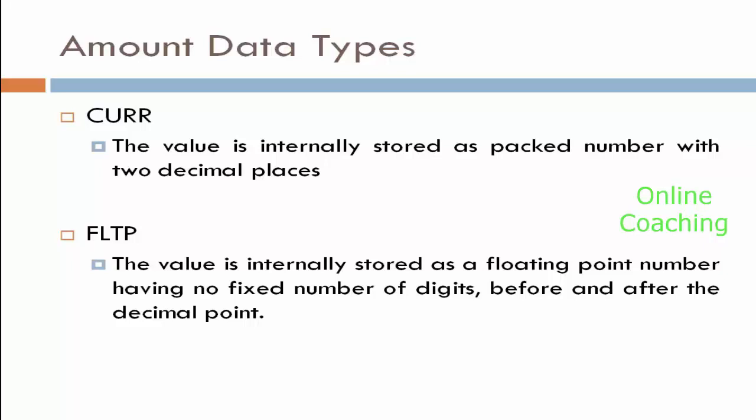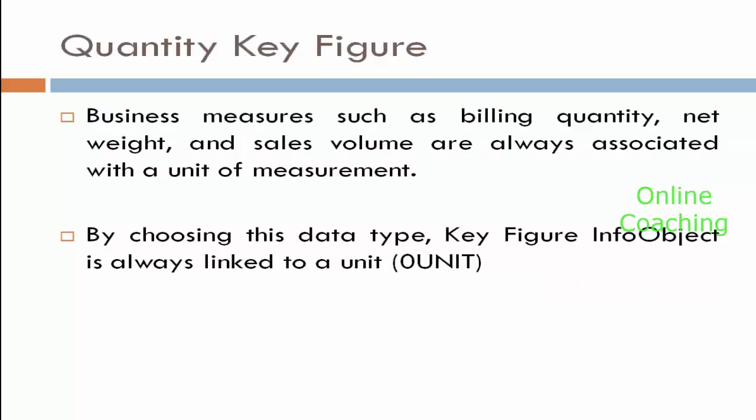Then the second type of key figure is quantity. Business measures such as billing quantity, net weight and sales volumes are always associated with a unit of measurement. What is a unit of measurement? If you go to a shop and want to buy milk, you say I want 1 liter of milk. What is this 1 liter? The product is milk. I'm measuring this product in units. That is called 1 liter.